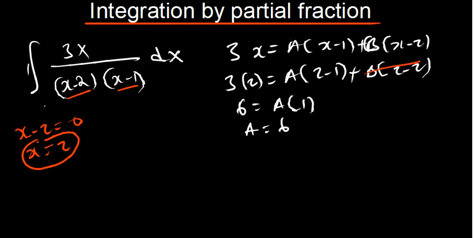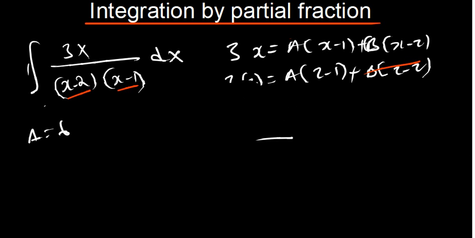Okay, so now if a is equal to 6, what do we do next? Now this is our value for a. We are done with a. Let's find the value of b. So we can just get rid of this and put a here. A is equal to 6. Okay, just get rid of this.